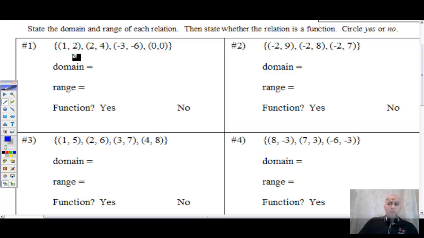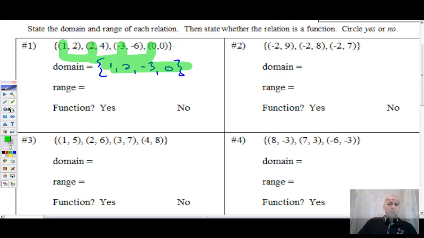So for number 1, the domain is each of the x values here. We have x values of 1, 2, negative 3, and 0. You must write it as a set. The range is a set of y values. The y values are 2, negative 4, 2, positive 4, negative 6, and 0. Must write it as a set. The order does not matter.